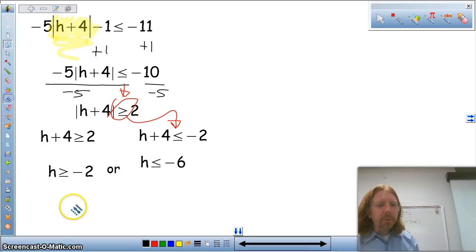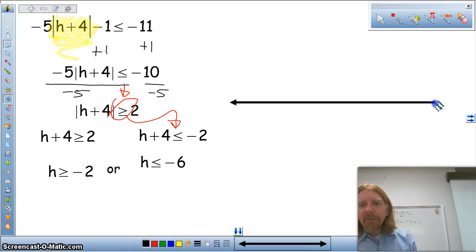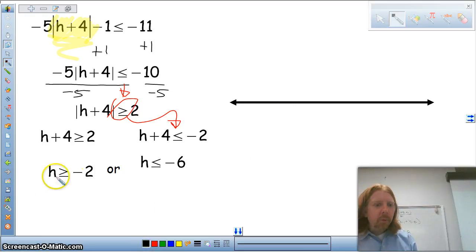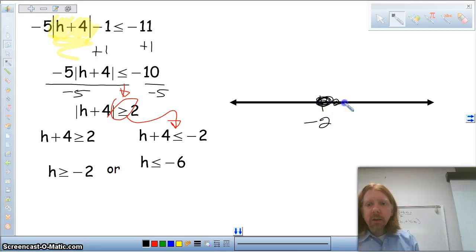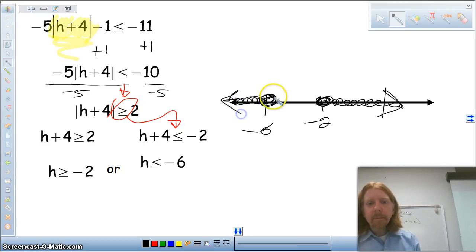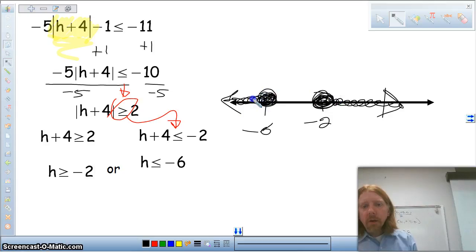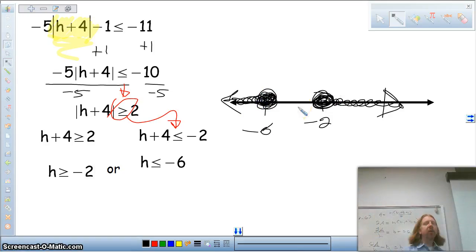Last but not least, I should probably make my inequality graph. Put that up here. So I'm looking at greater than -2. So here's -2 on the number line, and here's -6. Again, these are solid circles because they're equal to. The good news is I thought most of us had that part right. I wasn't worried about that.